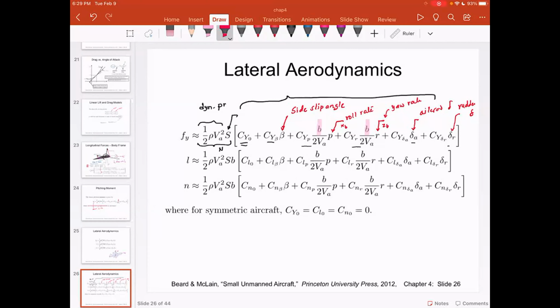If you pay close attention to the moments L and N, you would observe the moments are also expressed in the same fashion, except now rather than multiplying by C, these moments are multiplied by B, which is the lateral dimension. And again, the entire expression is very simple. So when you try to program this, you will have to program this equation where the unknowns will be beta, P, R, delta A, and delta R, and other coefficients will be given to you. If you look at appendix E, these coefficients are given to you.